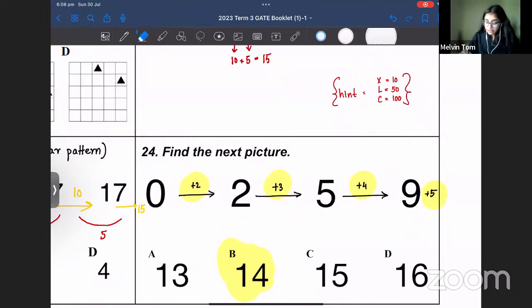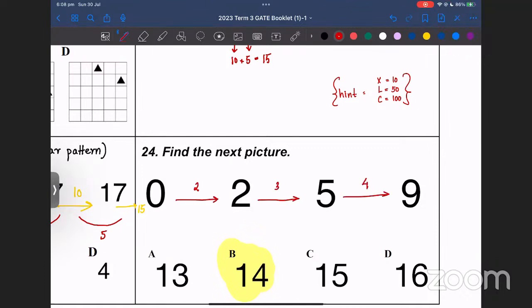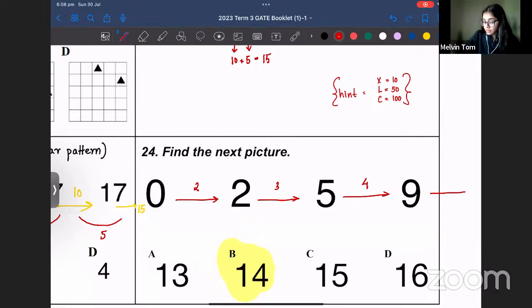Now, question 24, very, very straightforward. Let's look. 0 to 2, it's a difference of 2. 2 to 5, a difference of 3. 5 to 9, a difference of 4. It's 2, 3, 4. And the next movement will be 5. 9 plus 5 is 14. Make sense, Karshika? Okay.